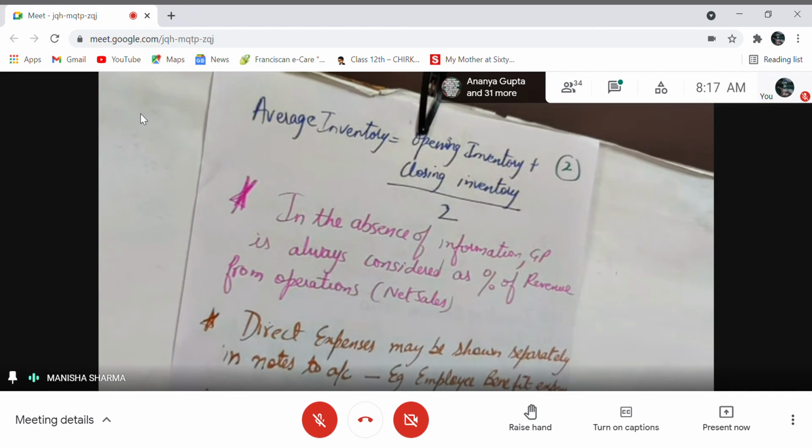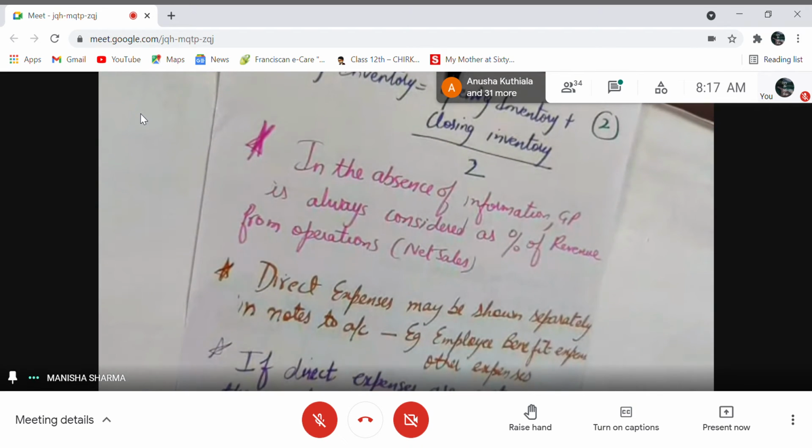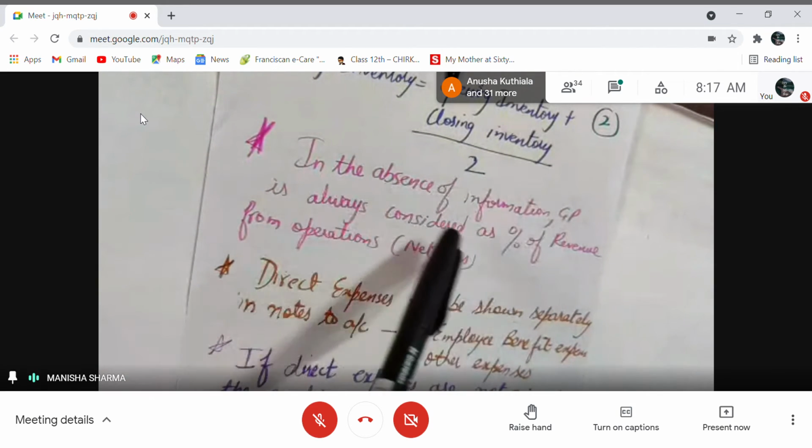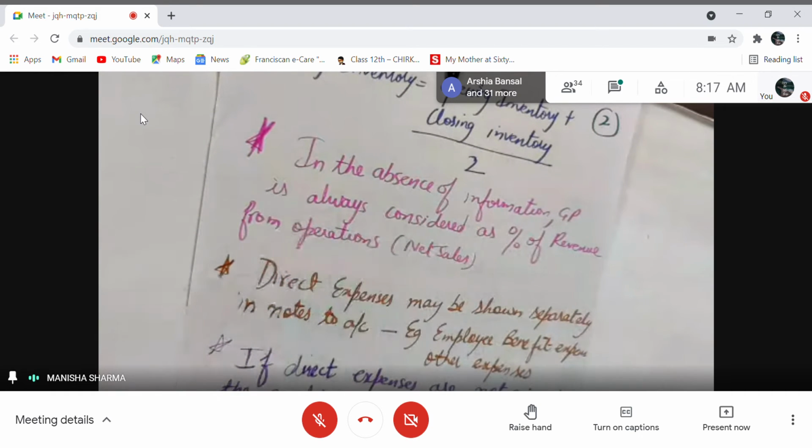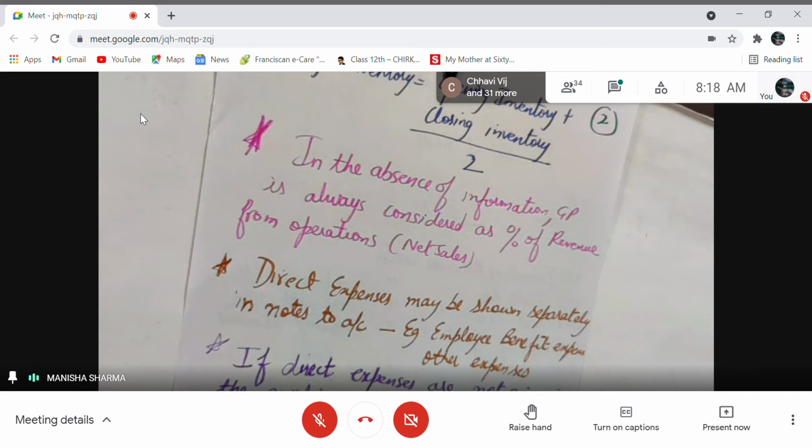Now, I've already told you, in the absence of information, GP is always considered as a percentage of revenue from operations, that is net sales. Sometimes the GP value is not given in the question, but along with it, 8% GP, 10% GP, 20% GP is given. Sometimes it is mentioned how you will calculate GP: 10% of net sales, or 10% of cost of goods sold, or 10% of any other item. It could be given in the question, but if it is not given, you have to calculate GP with respect to what?